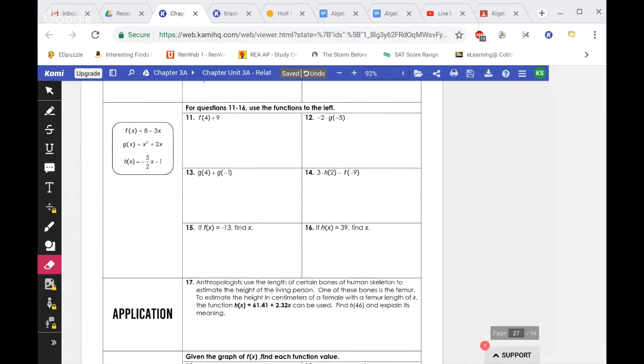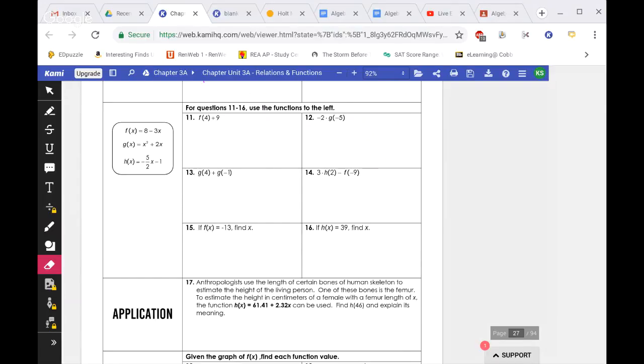On questions 11 through 16, you're supposed to use the functions to the left to help you solve each of the problems. I don't know if any of you had an opportunity to watch the Edpuzzle that I shared. It wasn't necessarily mandatory, but it was helpful because it talks about the notation, naming functions so that when you're working with multiple equations, you can identify which ones they are. So we're working with three different equations here, f of x, g of x, and h of x, and each one has its own name.